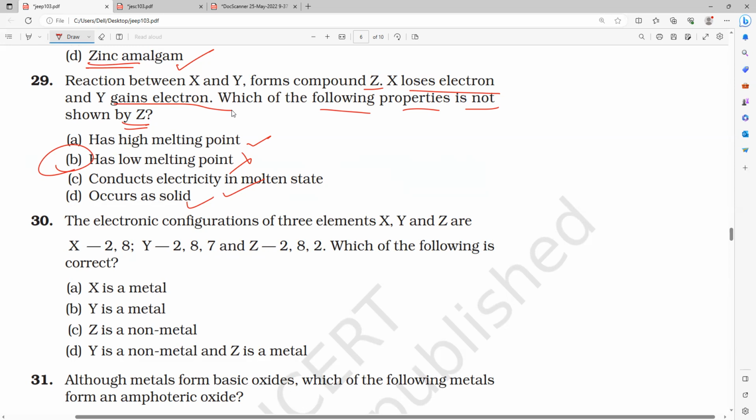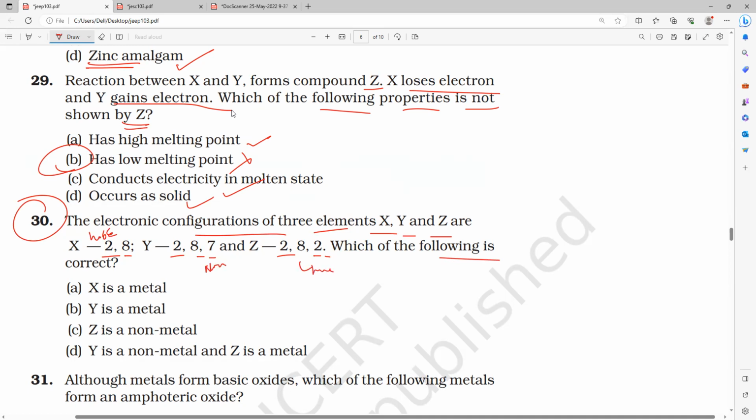Next. This is one of the most important questions. Like these questions, remember. The electronic configurations of three elements X, Y, Z are 2,8; 2,8,7; 2,8,2. Which of the following is the correct one? I will say, see, X is a noble gas. This is a non-metal, and this is a metal.